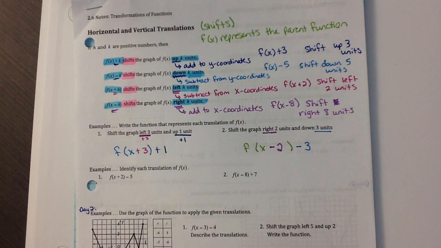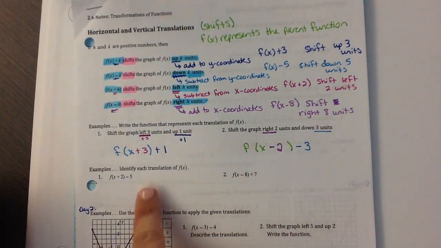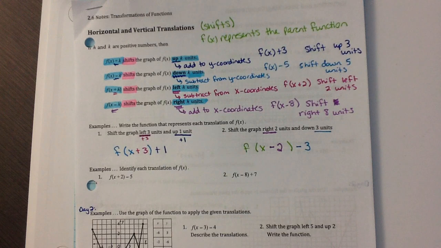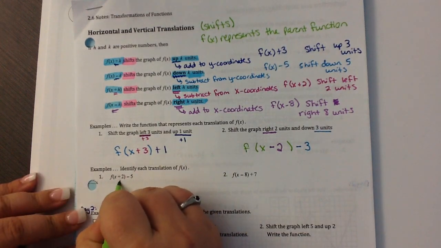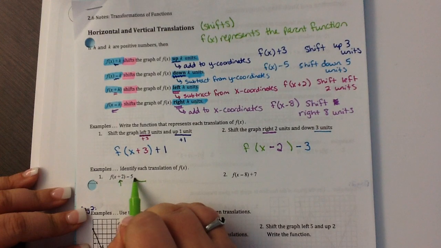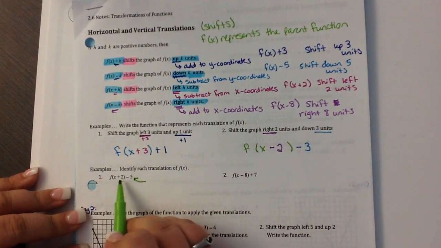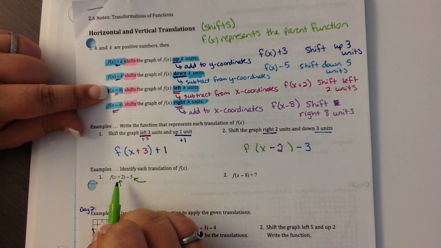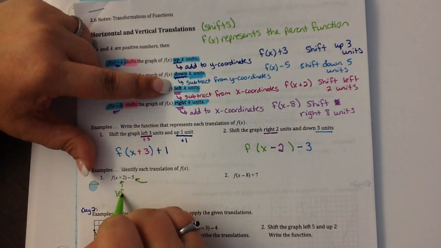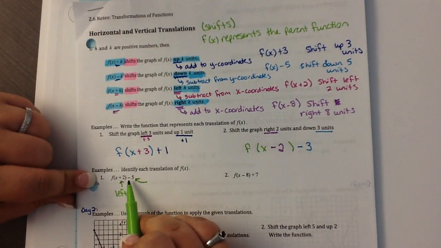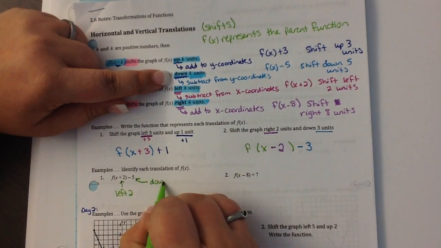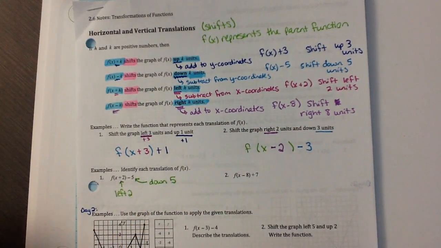Okay, now we're going to jeopardy this, so we're going to do it backwards. So inside here, I need to identify this translation. So the numbers are the transformations, so I have positive 2 and negative 5. Inside is right and left. Positive, up here, goes to the left. So this is going to go left 2. And outside, after negative, this is going to go down 5. So that's how you do shifts.